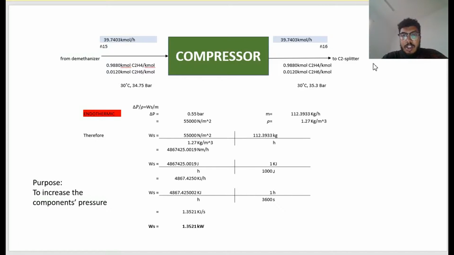Let's start. So on my part we have the compressor. The idea of the compressor is to increase the pressure, so we need our product to be at a certain pressure. For it to reach that pressure, we need a compressor. Our previous pressure is 34.75, and the pressure that we need is 35.3. So for that we added a compressor unit.